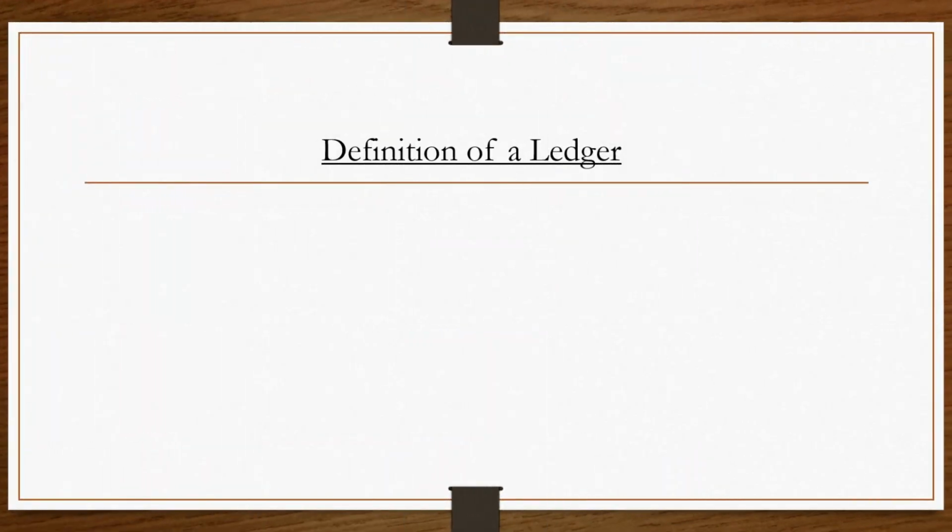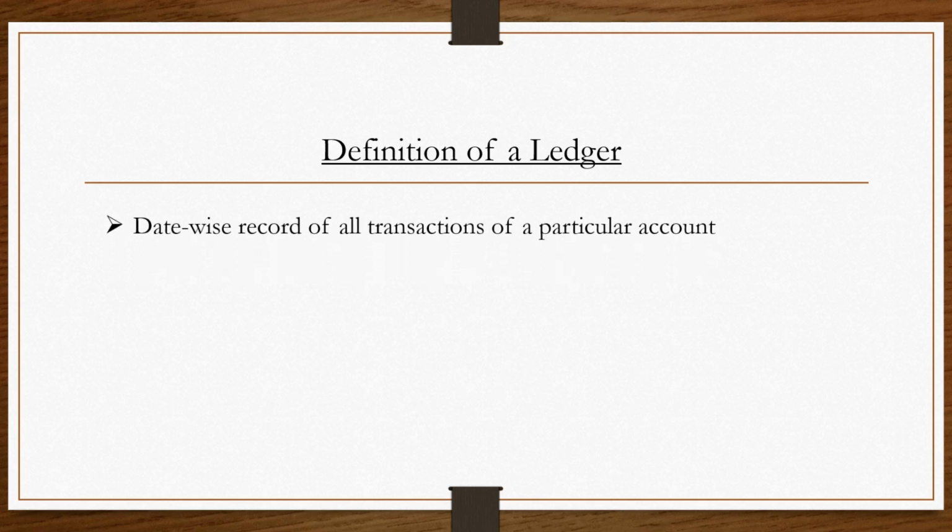Ledger is basically an extension of journals. So journal is the first step of accounting, and after that, ledgers will be the second level of books. It is basically the date-wise record of all transactions of a particular account.